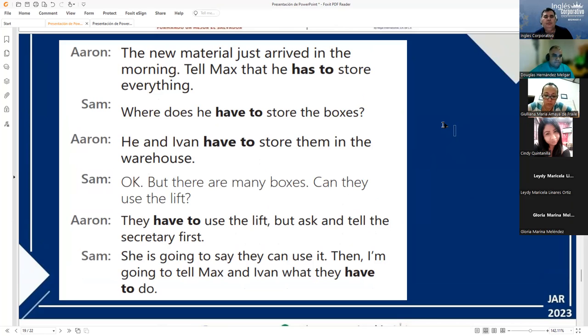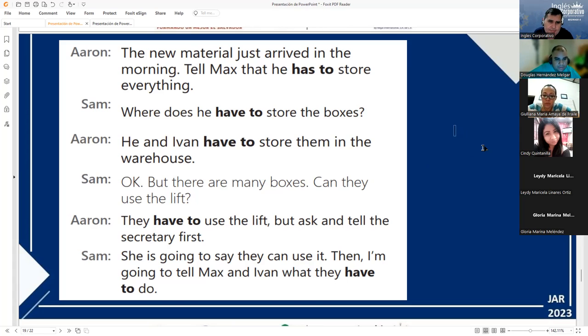The new material arrived in the morning. Tell Max that he has to store everything. Okay. Where does he have to store the boxes? He and Ivan had to store them in the warehouse. Lady, the final E isn't pronounced. Store. Warehouse.